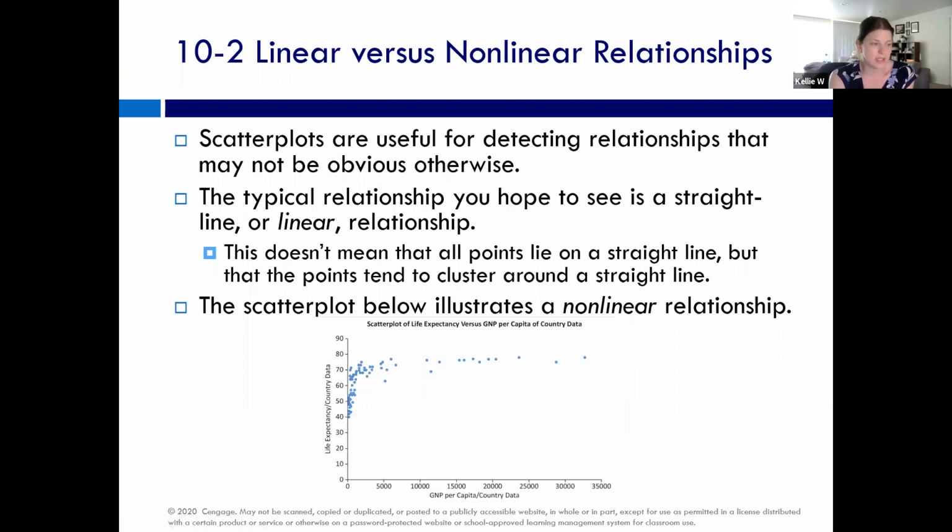This is a nonlinear relationship. So this is a scatter plot of life expectancy versus gross national product, I think, per capita for different countries. And we would hope to see a linear relationship, but this is nonlinear. So you can see that there's a pretty strong curve here.